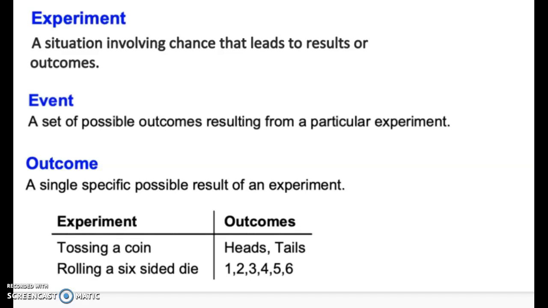Here are a couple examples of outcomes. So if your experiment is tossing or flipping a coin, the possible outcomes are the coin could land on heads or the coin could land on tails. If your experiment is rolling a 6-sided die, the possible outcomes are the die could land on a 1, a 2, a 3, a 4, a 5, or a 6.